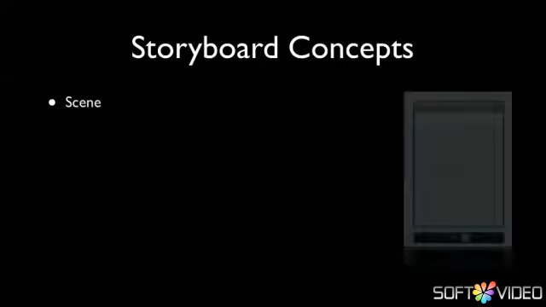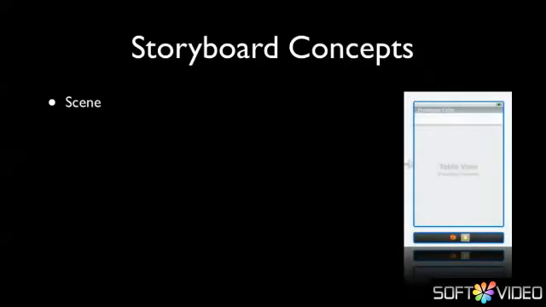Let's look at some basic storyboard concepts. First thing is a scene. A scene is basically what we thought of as a screen before, what we would have seen if we'd opened a nib file before, and now a screen is represented by one particular scene on a storyboard.